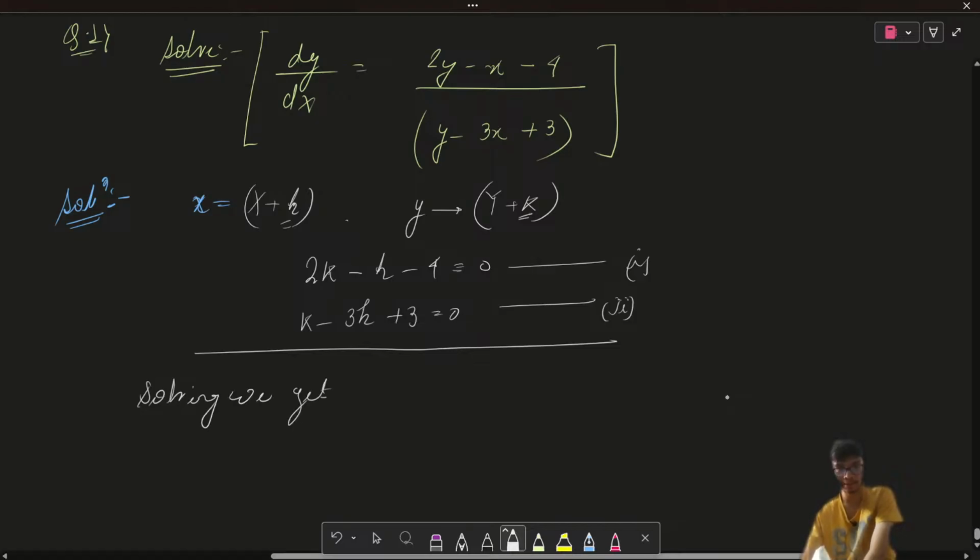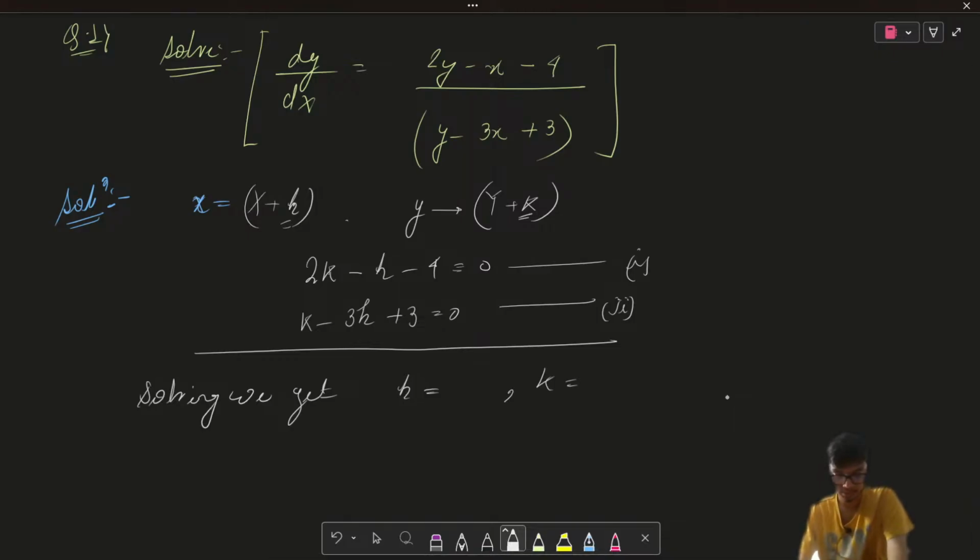solving, we will get h and k as follows. Please try to find out the value of h and k. You will see that h is coming as 2 and k is coming as 3, right? If you do this, we will get the following answers.